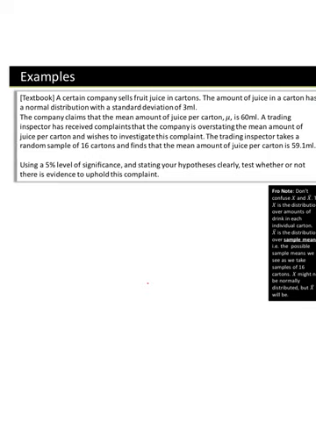So in this example here, taken from your textbook, it says a certain company sells fruit juice in cartons. The amount of juice in a carton has a normal distribution with a standard deviation of 3 millilitres. The company claims that the mean amount of juice per carton, mu, is 60 millilitres. So what we have here, we're going to say we've got a random variable x, which can be modelled on a normal distribution with a mean mu, which is 60, and with a standard deviation of 3 millilitres.